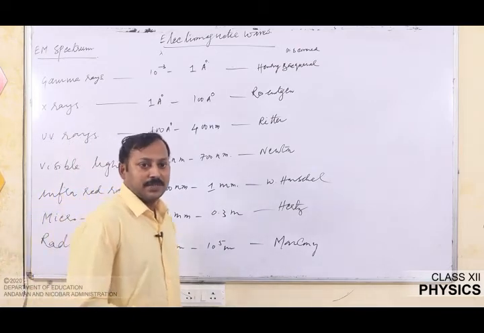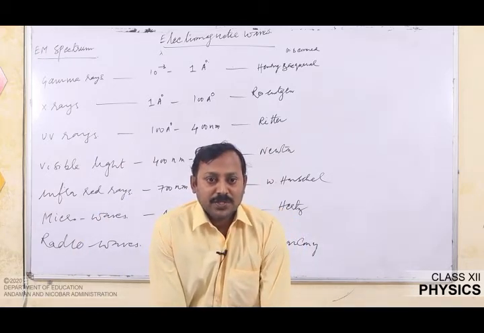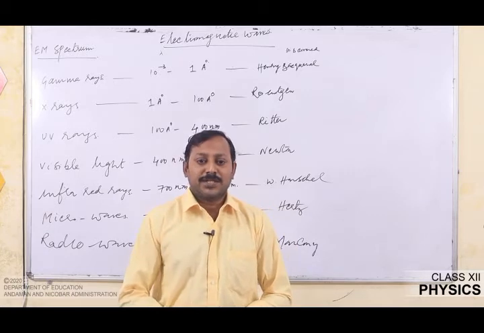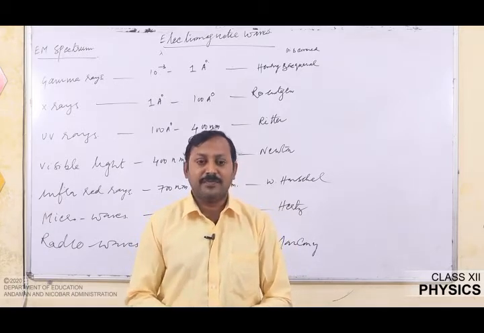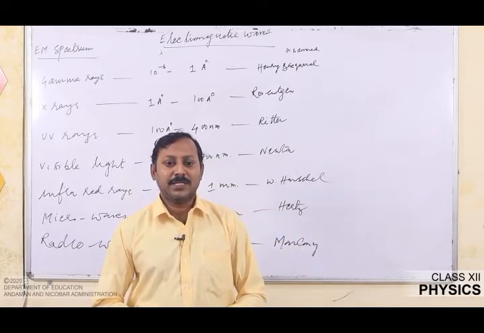First one is gamma rays. It was discovered by Henry Becquerel. The wavelength corresponding to this one is 1 angstrom to 10 angstrom. The frequency range of gamma rays is 3 into 10 to the power 18 hertz to 3 into 10 to the power 17 hertz. Now, it is produced by nuclear reaction and it is of nuclear origin. During fission and fusion reactions or during nuclear disintegration, gamma rays are produced.